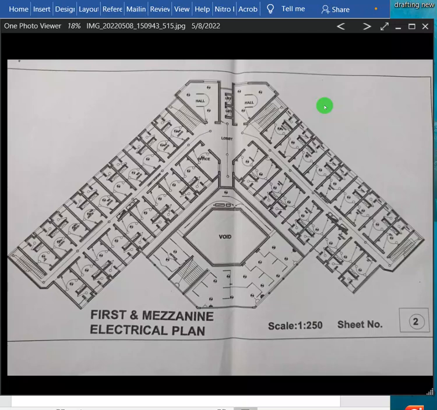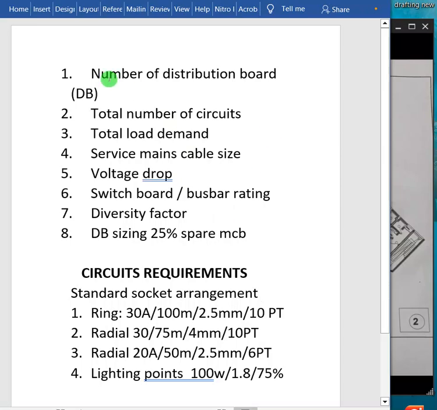All right, so first of all, let me walk you through the parameters that we're going to use. These are the parameters we want to use. We're going to determine the number of distribution boards that are going to be used for each of the floors, then the total number of circuits for each floor, then the total load demand for the hotel in total from the ground floor, first floor, second floor, and the last floor. Then we're also going to determine the service mains cable, that is the service cable that is going to be used to feed each of the distribution boards.